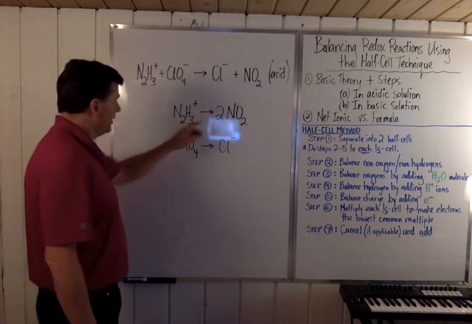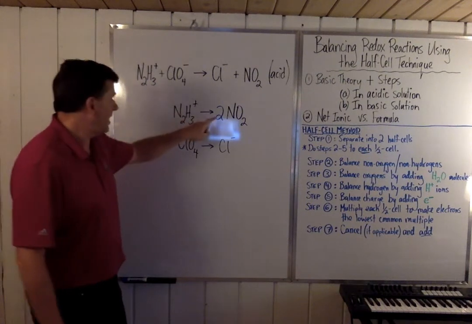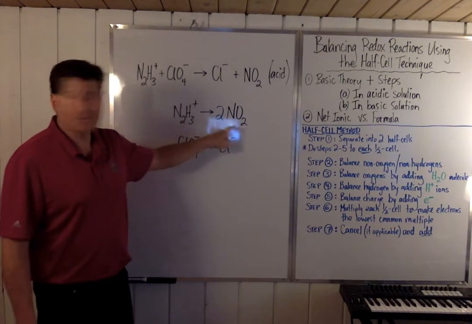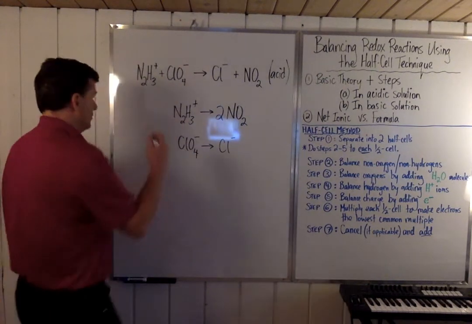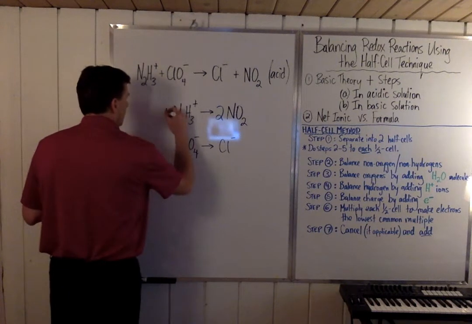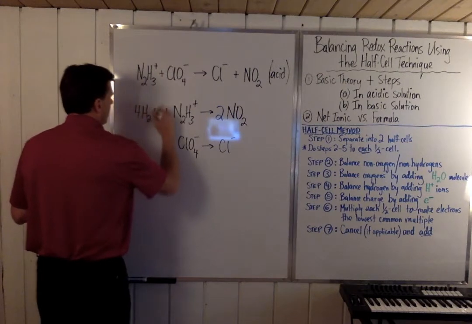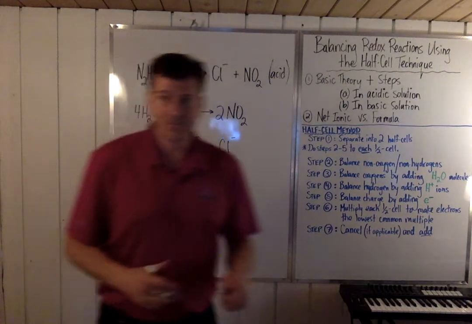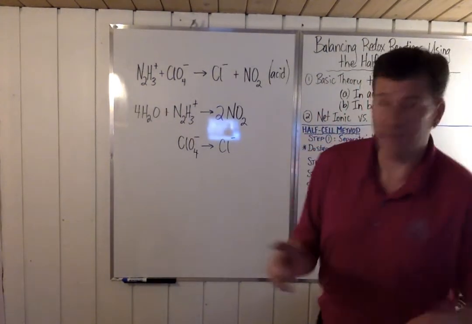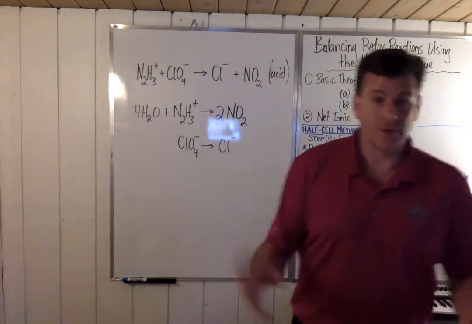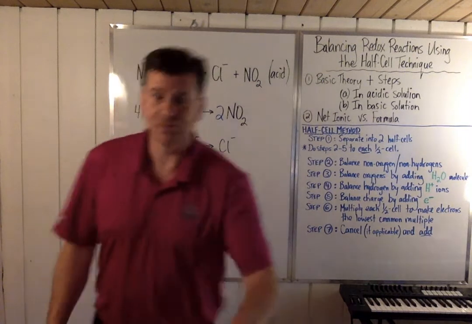So water molecules. I have no oxygens over here on the left-hand side. I've got 4 oxygens over here because I've got 2 times 2, so I've got 4. That means I add 4 water molecules to that side. So the nitrogens are balanced, 2 and 2. The oxygens are balanced, 4 and 4. Okay, good. Next step. Balance the hydrogens by adding H+.